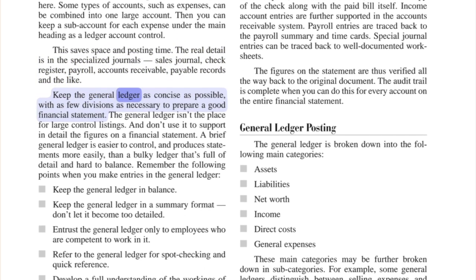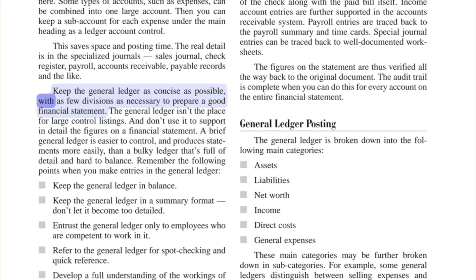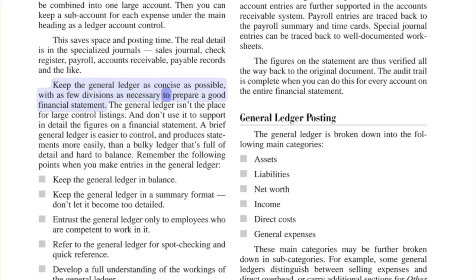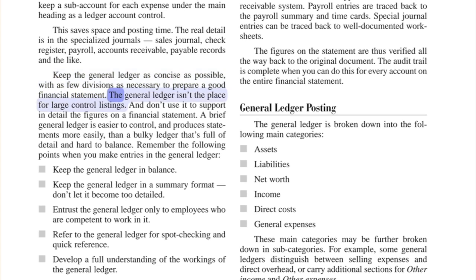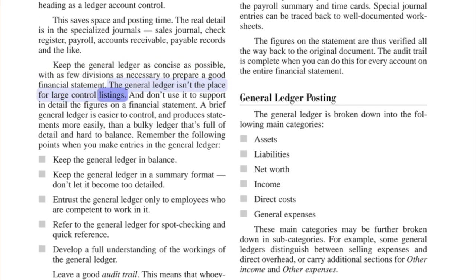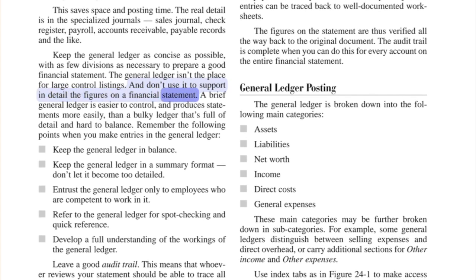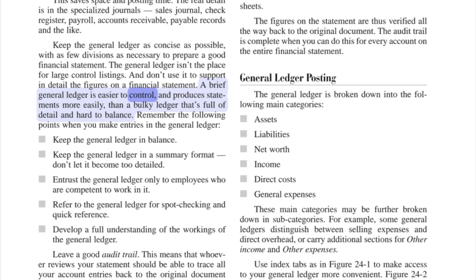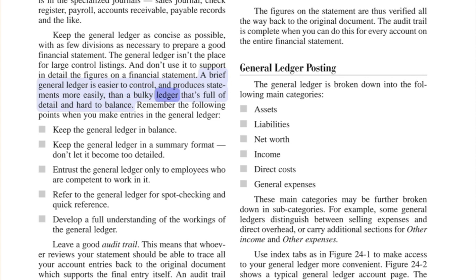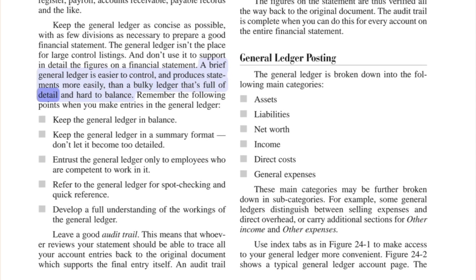Keep the general ledger as concise as possible, with as few divisions as necessary to prepare a good financial statement. The general ledger isn't the place for large control listings. And don't use it to support in detail the figures on a financial statement. A brief general ledger is easier to control and produces statements more easily than a bulky ledger that's full of detail and hard to balance.